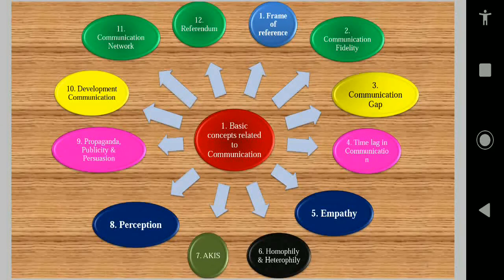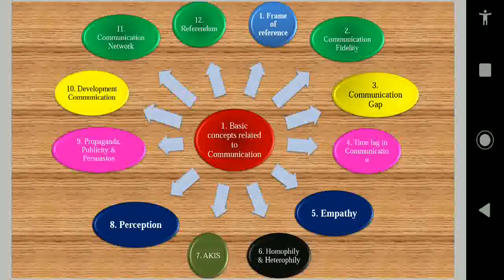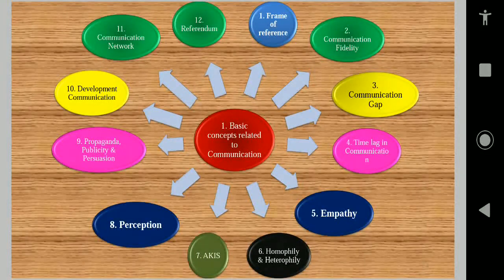Desirable action by the audience cannot take place if there is a large communication gap. If there is a large communication gap, then we will not get any desirable action by the audience. The nature of communication gap may be of two types. How many types?